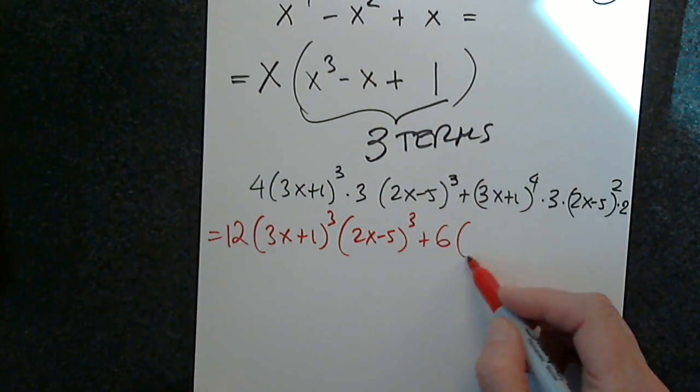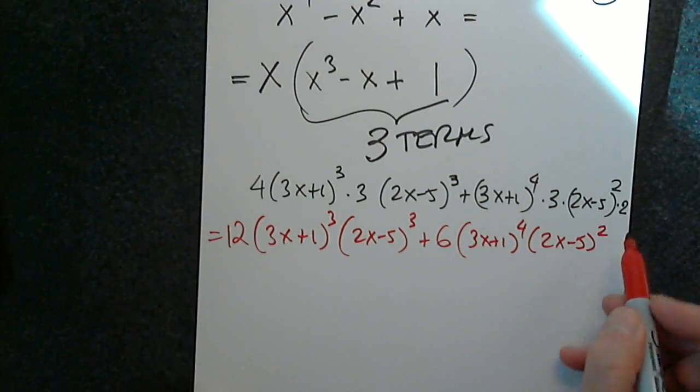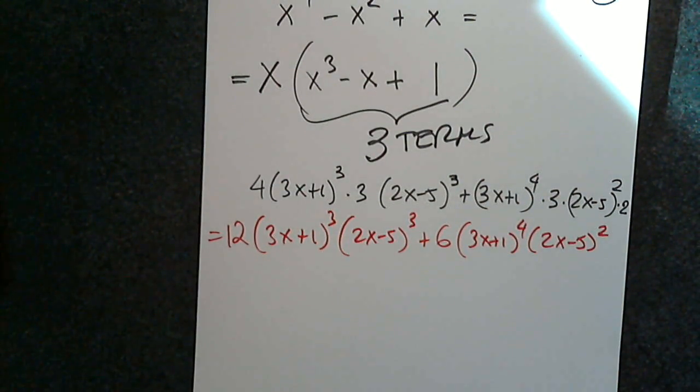(3x plus 1) to the fourth, and (2x minus 5) squared. I see a cell phone under the table. Please put it away. Okay, so now next question I have for you is how many terms you see here?